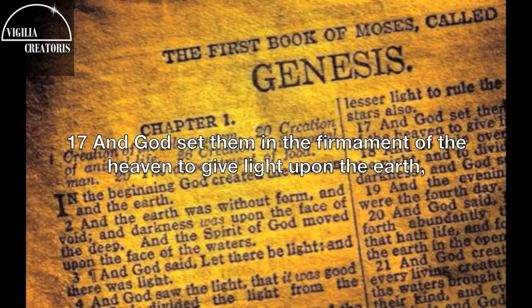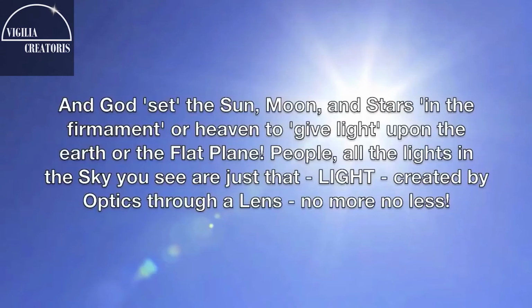17. And God set them in the firmament of the heaven to give light upon the earth. And God set the sun, moon, and the stars in the firmament or heaven to give light upon the earth or the flat plane. People, all the lights in the sky you see are just that, light, created by optics through a lens, no more, no less.